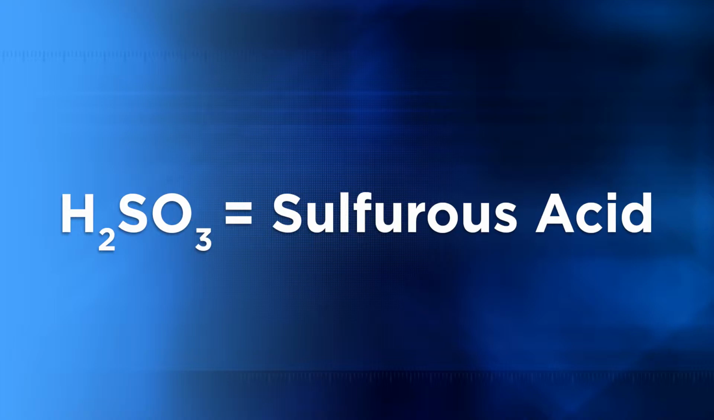If the anion contains an oxygen and the anion's name ends in ITE, then we name those acids by changing that ending of ITE to OUS. For example, H2SO3 would be called sulfurous acid since SO3 2- is the polyatomic ion sulfite, ending in ITE.